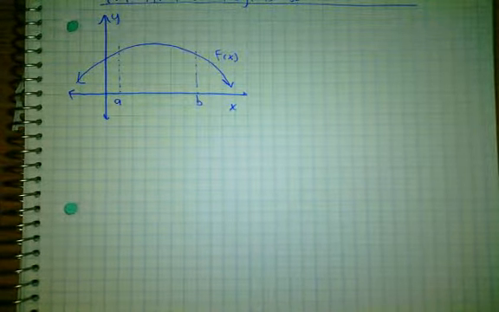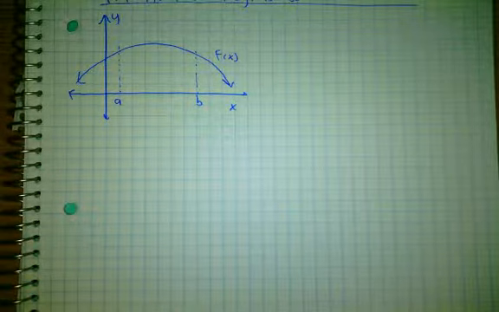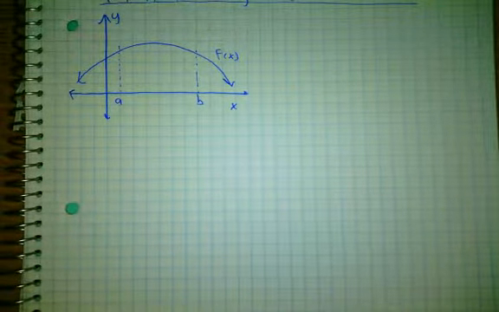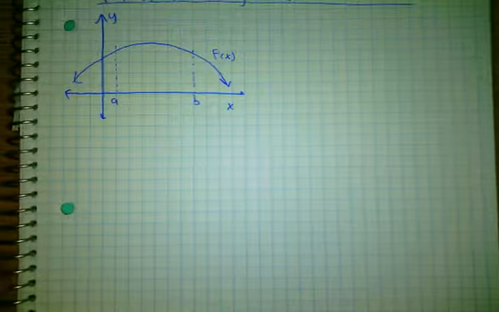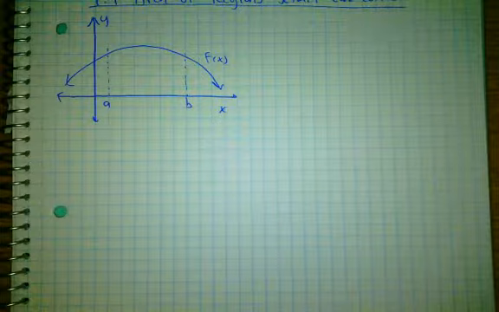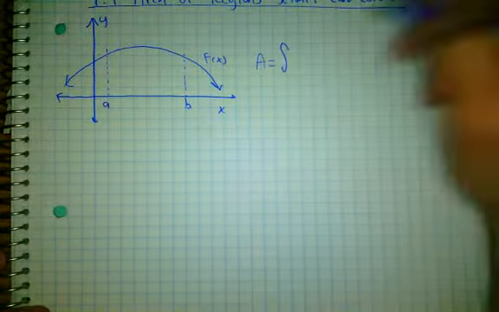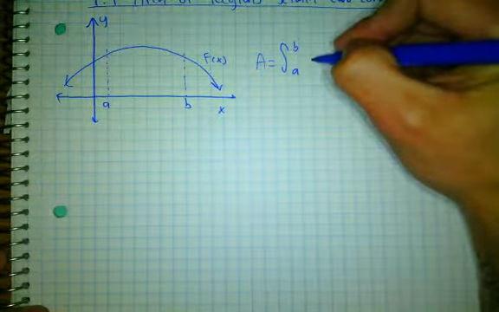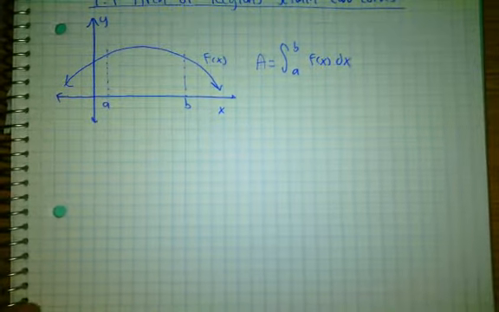On your paper, using calculus, tell me how you would find the area under the curve for f of x. Write down how you would find the area underneath the curve of f of x between A and B. Alright, so I'm going to assume you got it. Area is equal to the definite integral from A to B of f of x dx. Is that what you got?